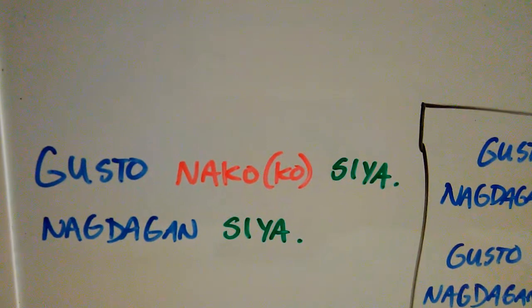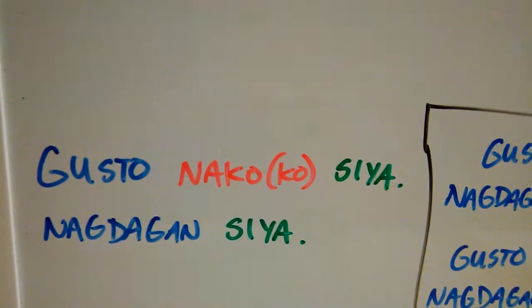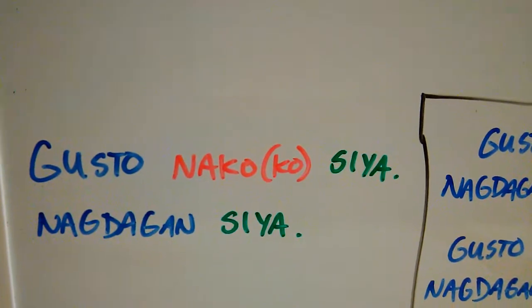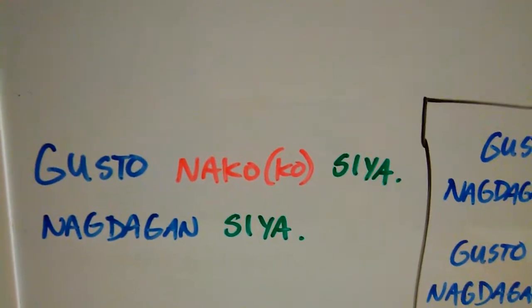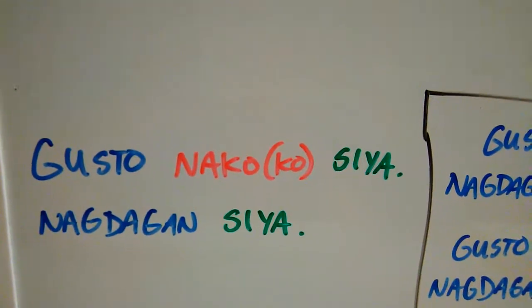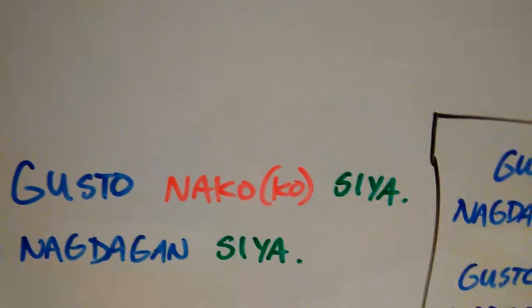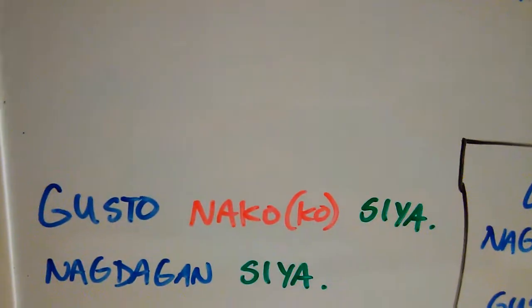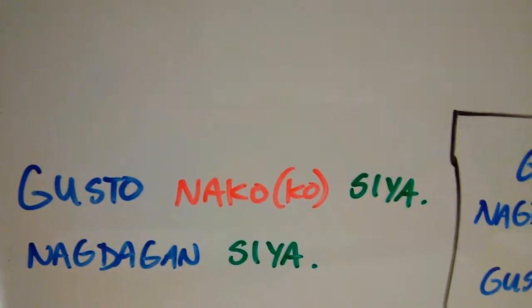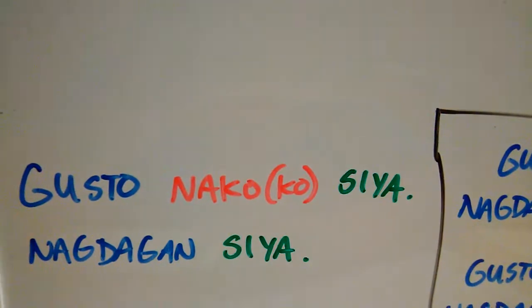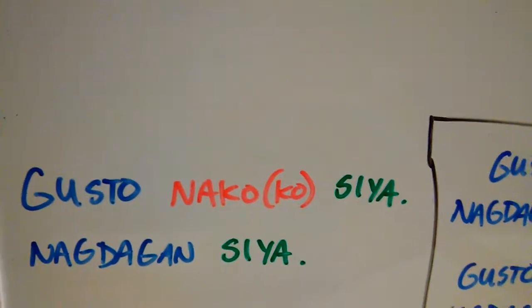Gusto nako. Nako is the pronoun written in the ergative form, right? And nako is that first person singular ergative pronoun. But we can also shorten it to ko. Gusto ko siya, meaning I want him or her. So gusto ko siya, I want him, or I like him, right?